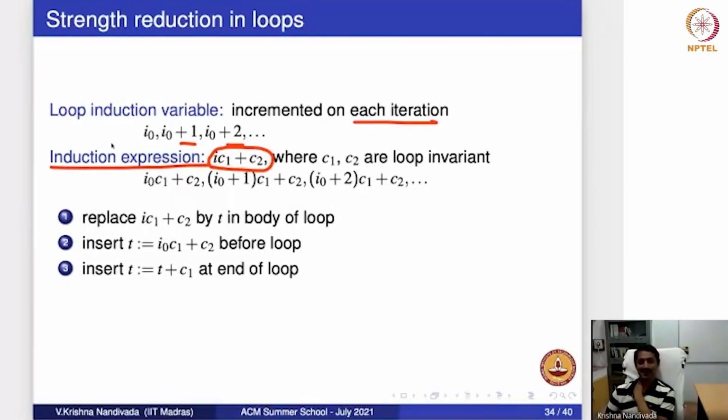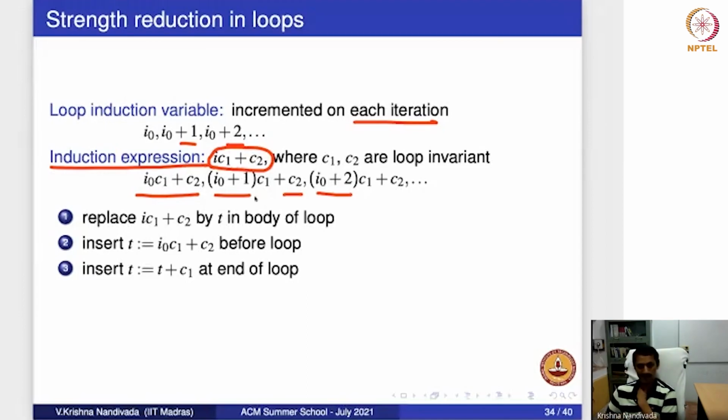Let's say the loop induction variable goes from i0, i0 plus 1, i0 plus 2, and we say an induction expression is something of the form i*C1 plus C2. That way, in the first iteration, it is i0*C1 plus C2. Second iteration, (i0 plus 1)*C1 plus C2. Third iteration, (i0 plus 2)*C1 plus C2. If you have any such induction expression, I can do further optimizations.